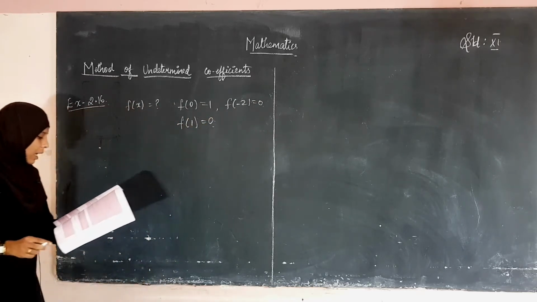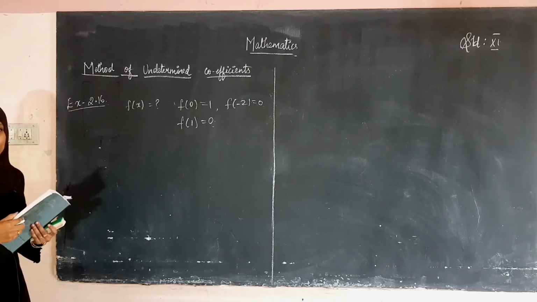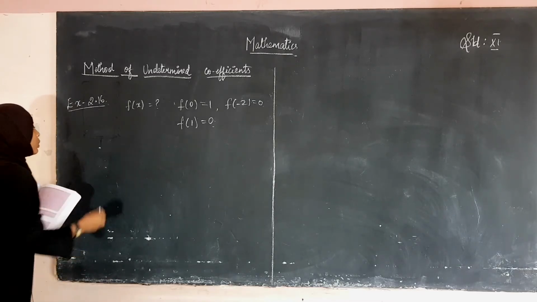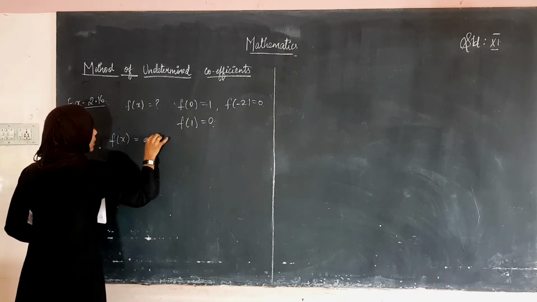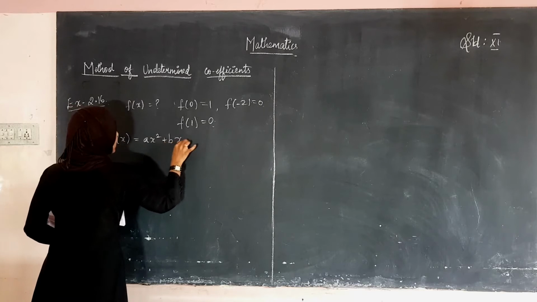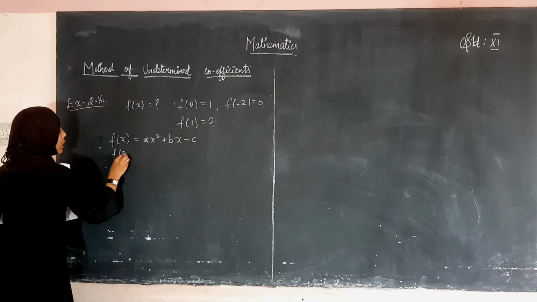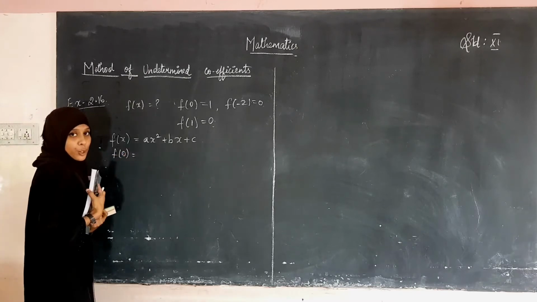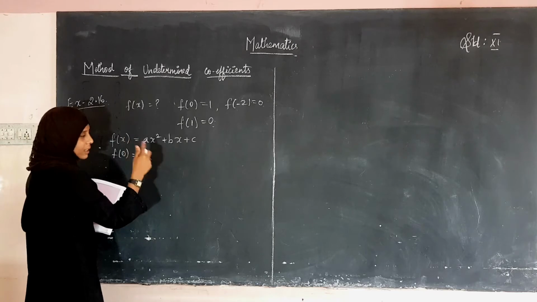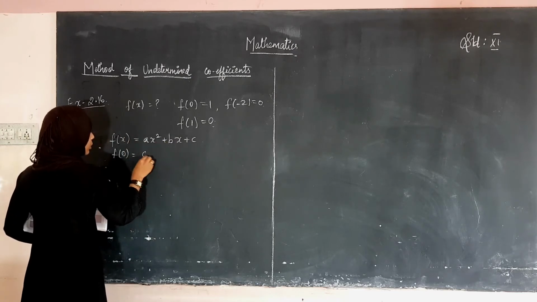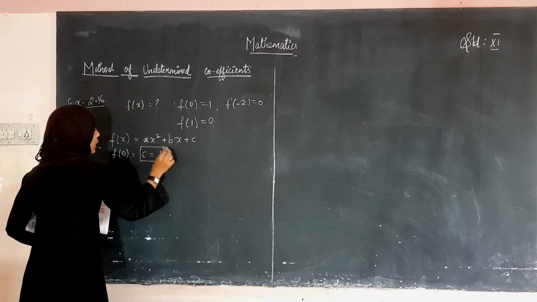See the question they have given, it is a quadratic polynomial. Quadratic means a polynomial of degree 2. So let us write the general form of the quadratic polynomial: a x square plus b x plus c. Now let us substitute these values. For f of 0, we substitute 0 for x. 0 square is 0, and 0 times anything is 0, so therefore c, since f of 0 is equal to 1. What we got? c is equal to 1.